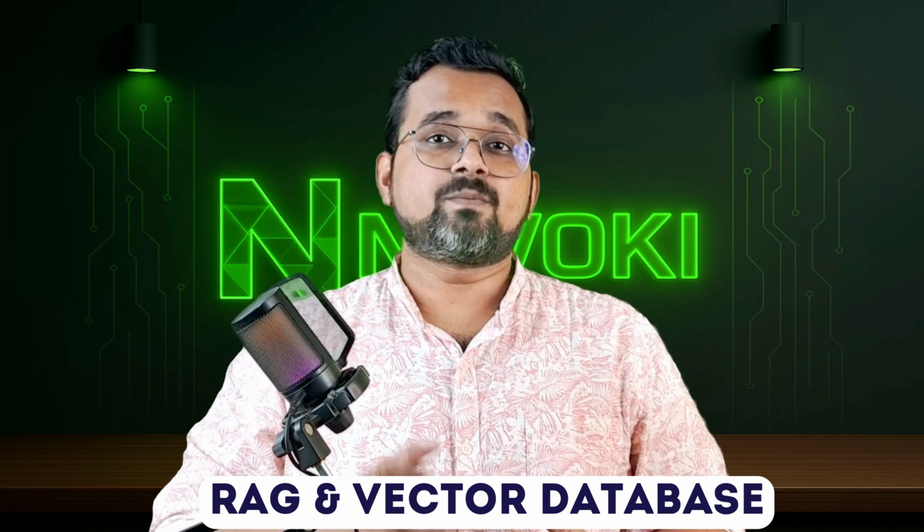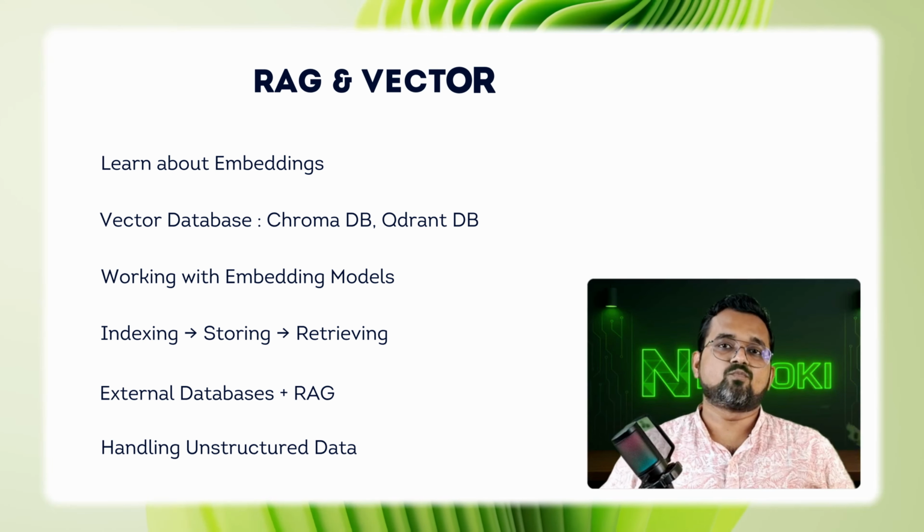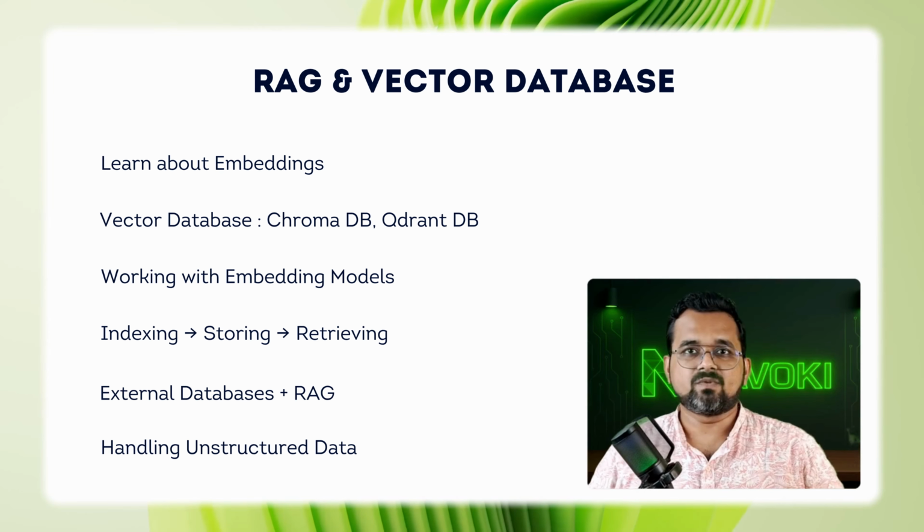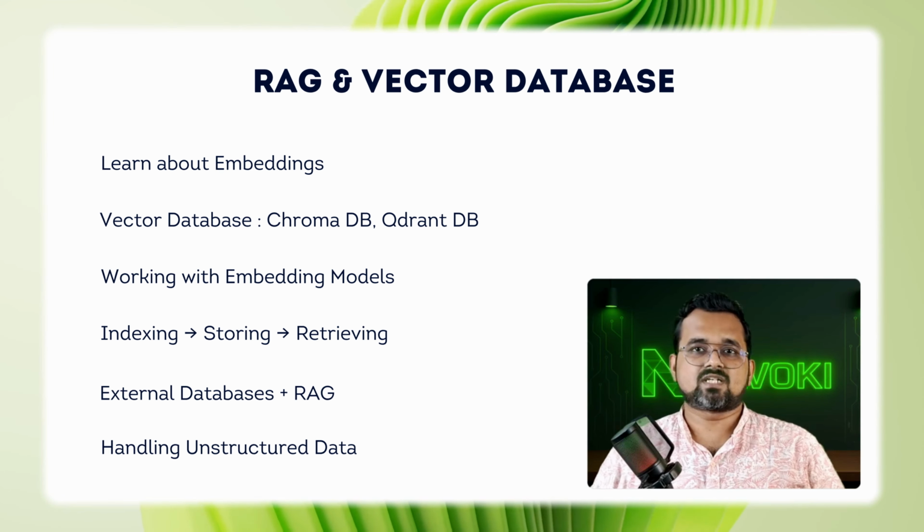RAG, Retrieval Augmented Generation. It is a very big topic and an important one too in generative AI. RAG in simple words means how you can use private data with an LLM to give a relevant answer to a user's question. For RAG, you need to learn more about embeddings, vector databases like ChromaDB and QdrantDB, and many other vector databases are out there.